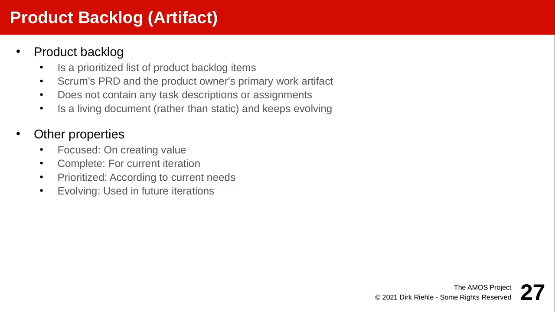So the product backlog is that prioritized list of product backlog items, where product backlog items can be features, and the way we handle it in the AMOS project can also be bugs and refactorings, if those are not solved as part of regular development. It really is what traditionally has been called the product requirements document, or it's Scrum's version of it, arguably.